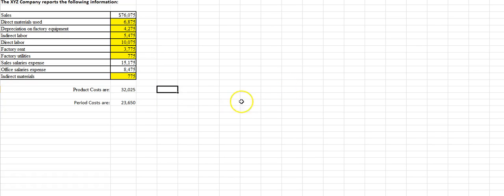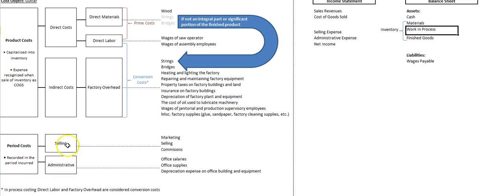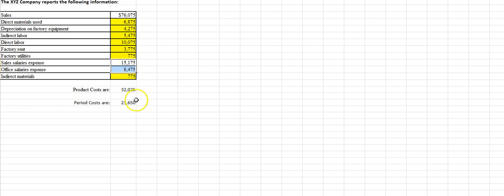So what are the period costs? Well, the period cost is very easy. We already determined that these two are period costs, right? Go back to your chart. Look at the period costs. They're related to selling and administrative. Understand what they compose: selling, marketing, sales commissions, administrative, office salaries, office supplies, depreciation expense, and things like that. Okay? So these two would be period costs. If I ask you what the period costs are, you add these two up, and the answer is $23,650.